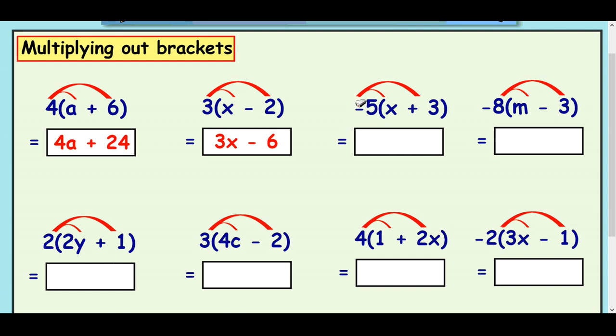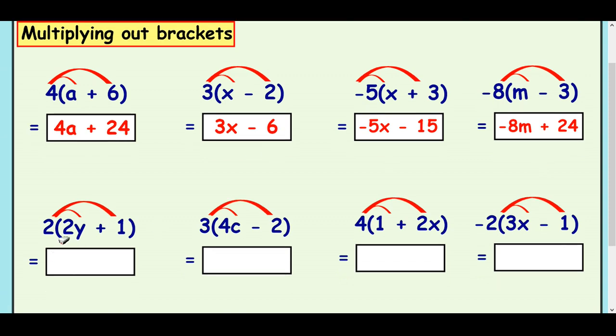Now, sometimes you can get a negative in front of the bracket, so negative 5 times x is negative 5x, and negative 5 times 3 is negative 15. So we just put a takeaway 15 there instead of a plus negative 15, which looks a bit clumsy. And finally here in the top line, negative 8 times m is negative 8m, and then negative 8 times, you have to treat that as negative 3, gives you plus 24.